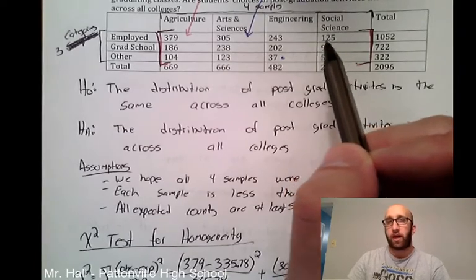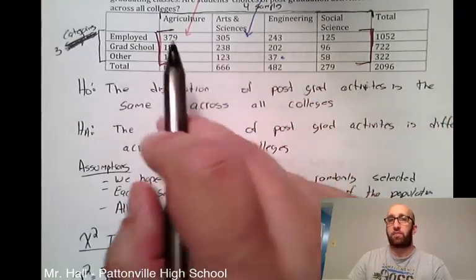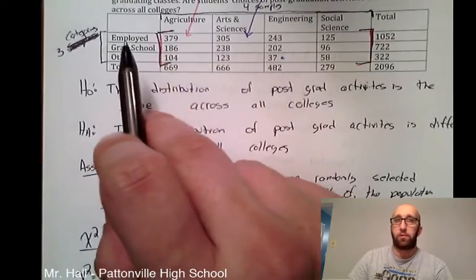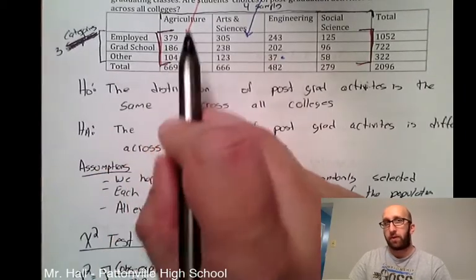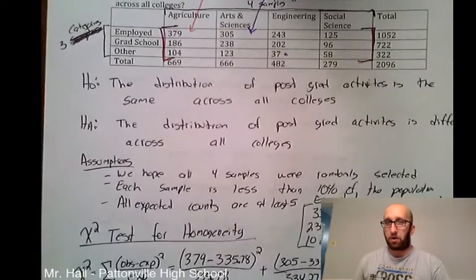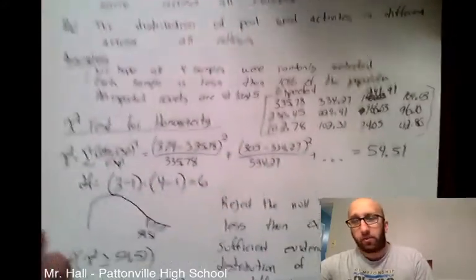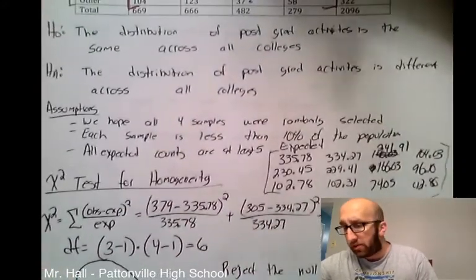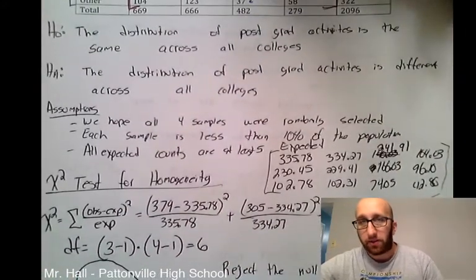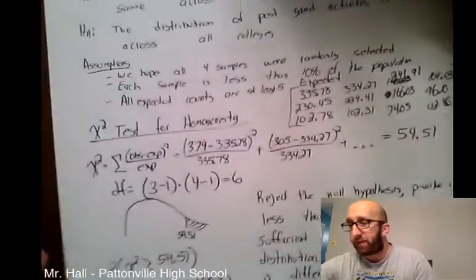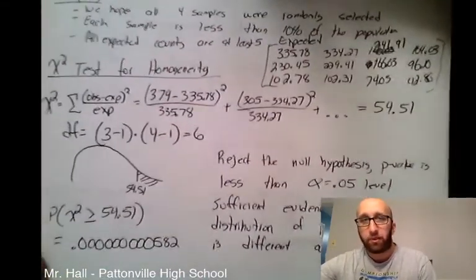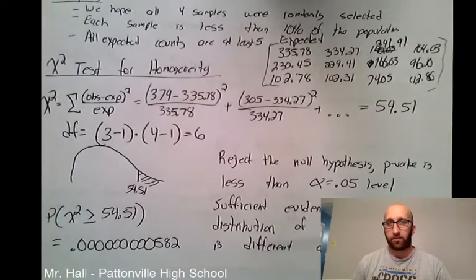Their distributions are not the same. So we're not matching up that the proportion of the folks going to employed, the proportion of folks going to grad school and other, it's not relatively the same across all four colleges. It is different. That is what we just proved. So that is my chi-square test for homogeneity. Yes, it's quite long, but fairly straightforward if you've been keeping up with all of your hypothesis tests.